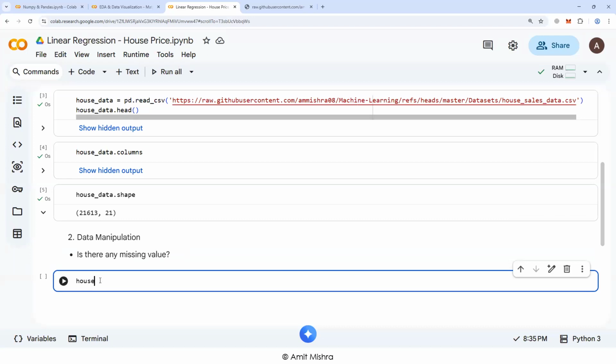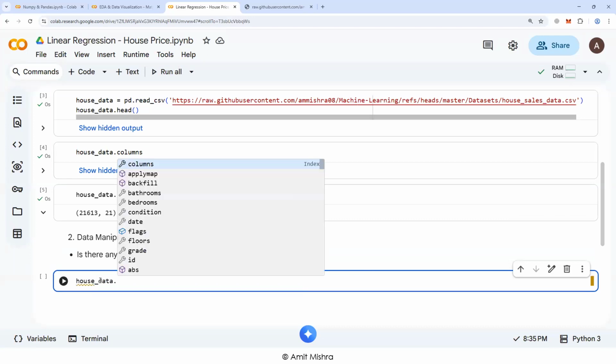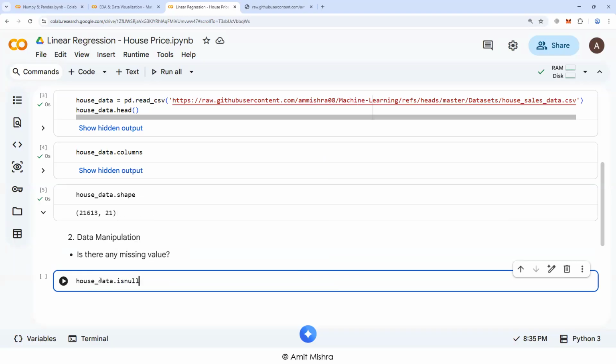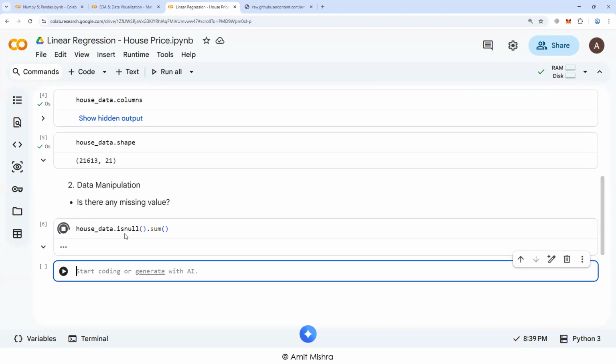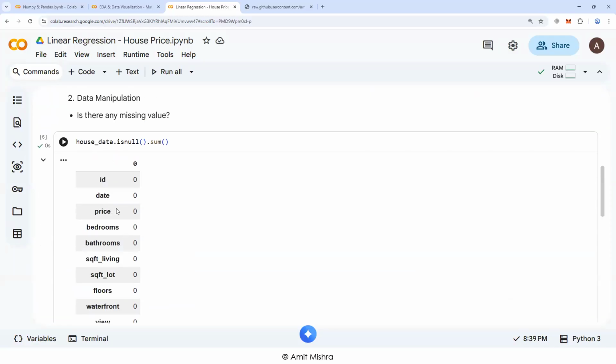Let's take house data dot isnull dot sum. It will show you there are no missing data in this. But as I told you earlier, this is not the perfect criteria to find if there is any missing data present in the data or not.